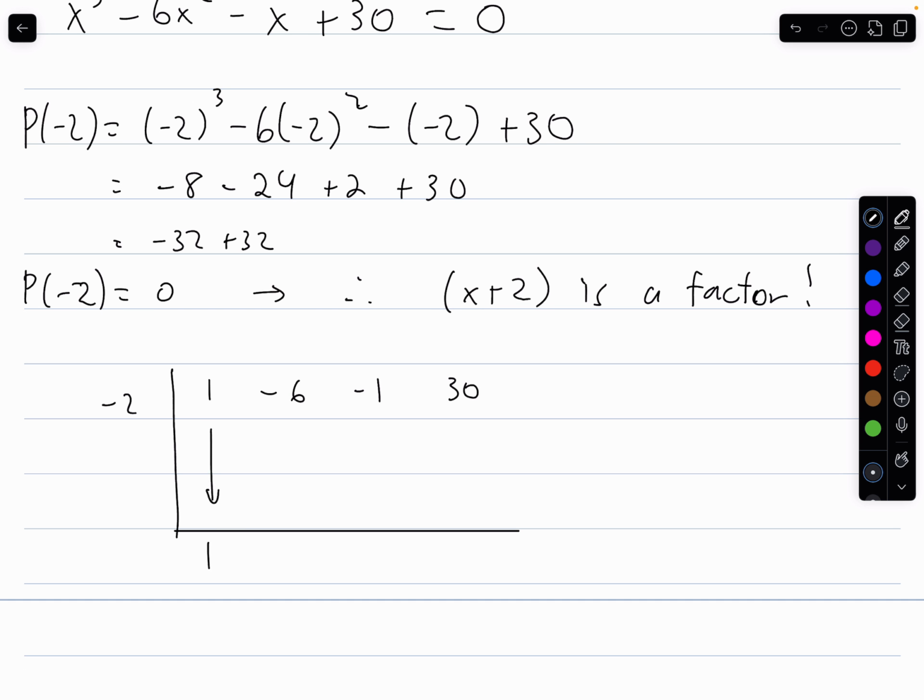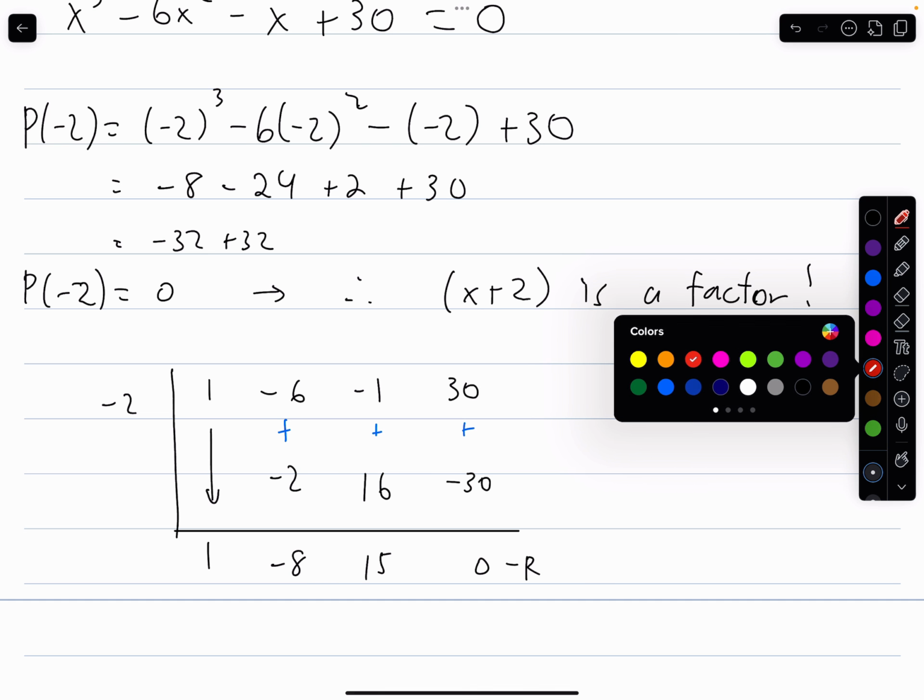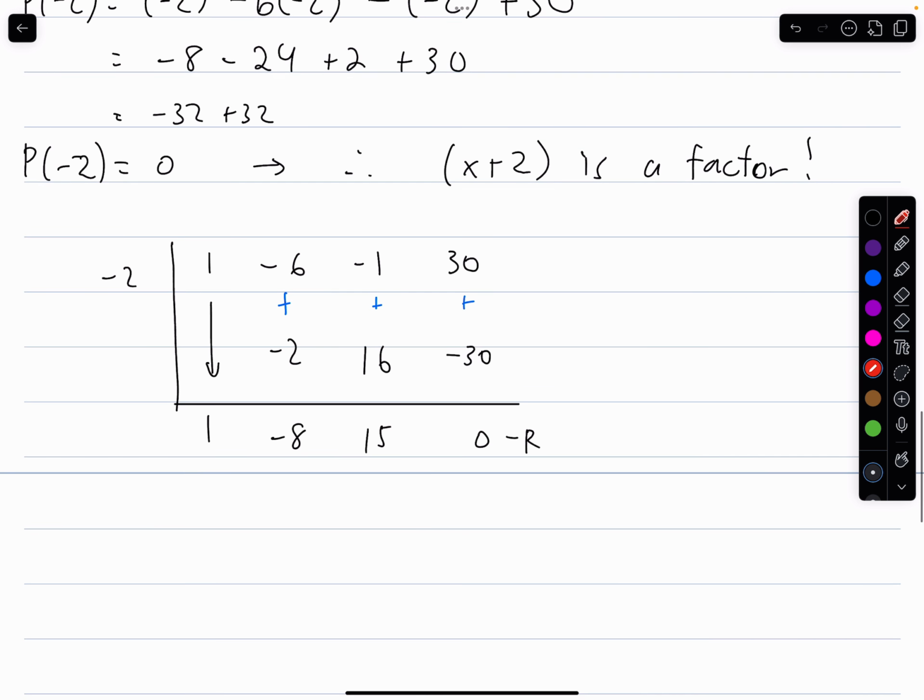So negative 2 times 1 is negative 2. And then remember, in synthetic division we're always adding as we go down. So negative 6 plus negative 2 is negative 8. Negative 2 times negative 8 is 16. Then we got negative 15. We got positive 15. And then negative 30. And then 0 is our remainder. So now, all this synthetic division did is give us this quadratic, because this is the quadratic that's going to help us unlock the question.